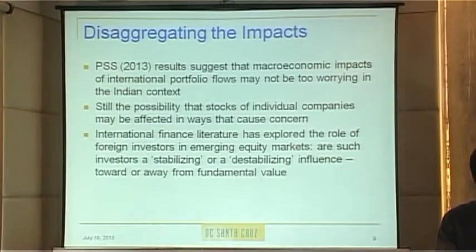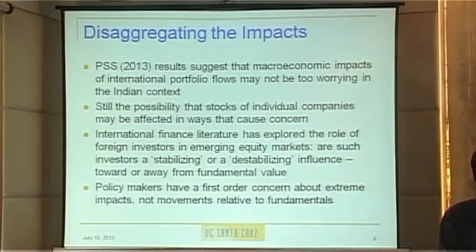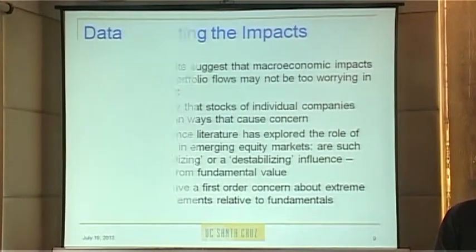But in some sense, a policymaker may not care about that. If the market is gyrating wildly and he or she thinks it's because of foreign investors, it's not a great comfort to the policymaker to say, well, actually, we're moving closer to fundamental value, so there's nothing to worry about. What they're concerned about really is just extreme movements, not movements relative to fundamentals. And that's what we're focusing on, that very simple question, saying, well, what actually happens? So in some ways, our task is easier than trying to tease out whether it's stabilizing or destabilizing relative to a fundamental value, which raises a lot of issues in terms of trying to figure out what that fundamental value is, of course.